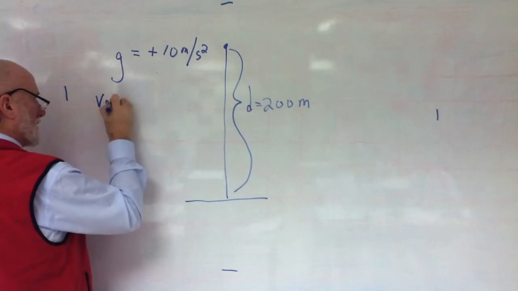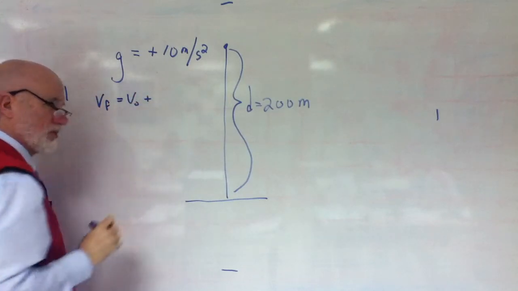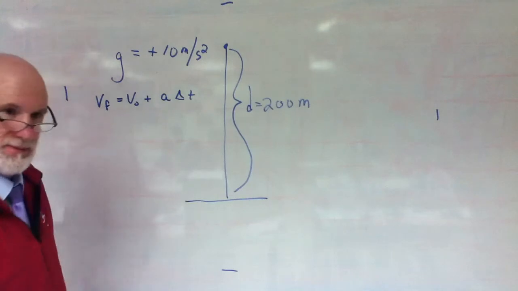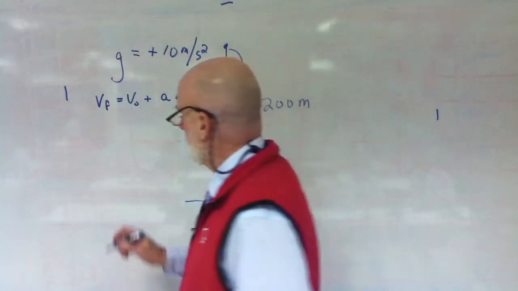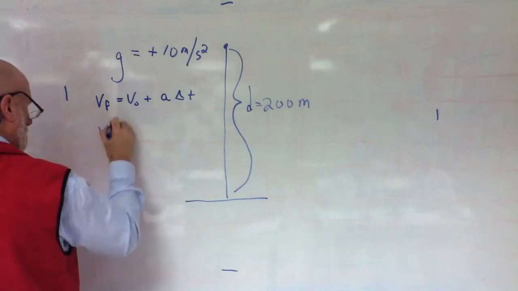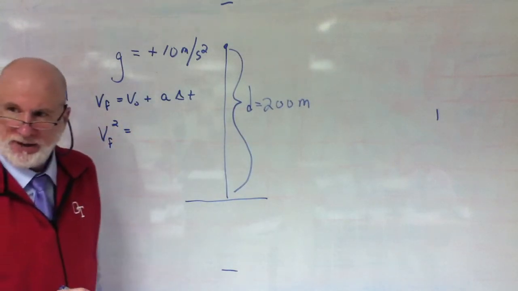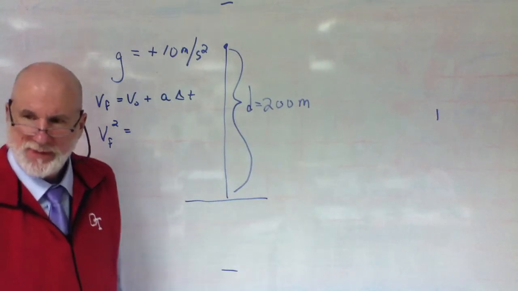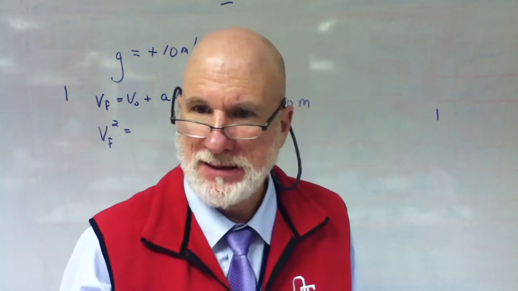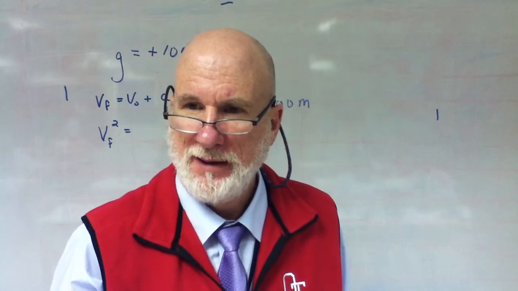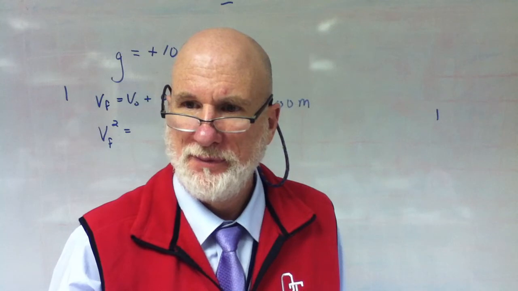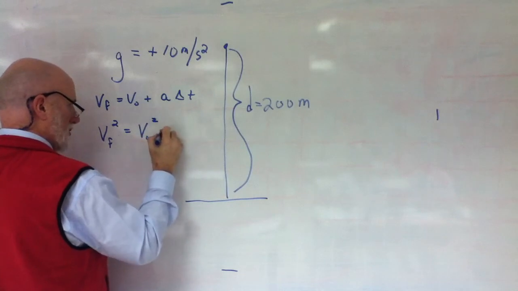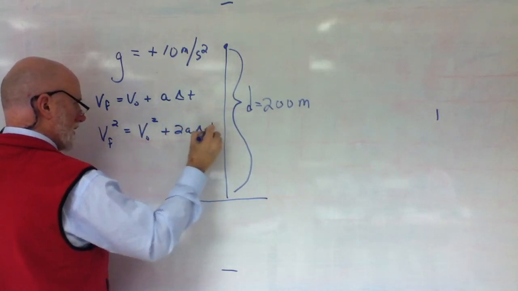It's going to be final velocity equals initial velocity plus what? Plus a delta t, correct? Is that correct? Yeah. And what's the next one? Vf squared equals what? You're going to take out the mechanics equation sheet. Vf squared equals V initial squared plus 2a delta d. What does that mean, delta d?